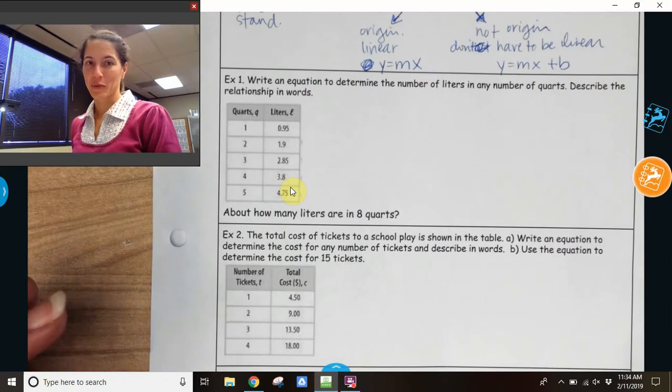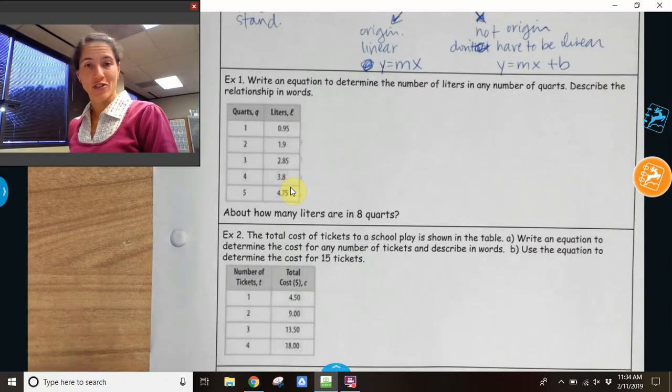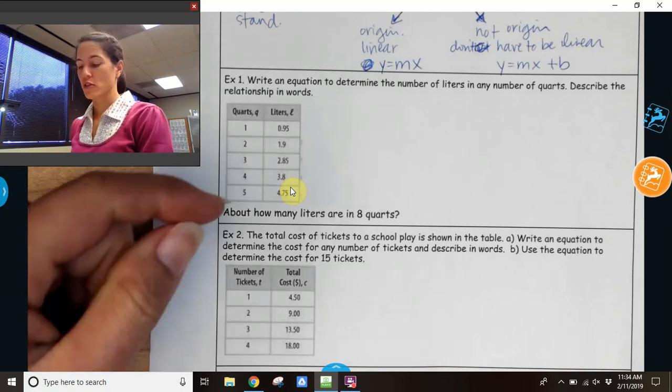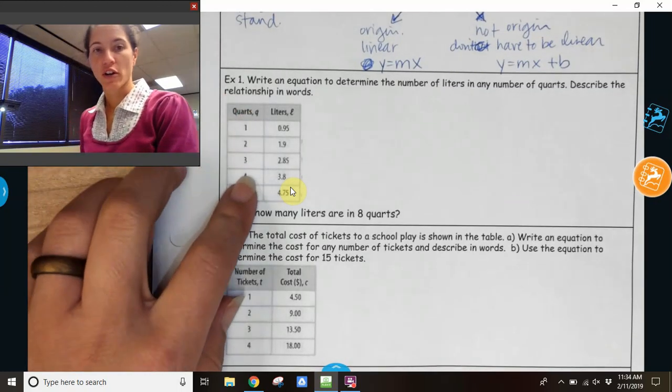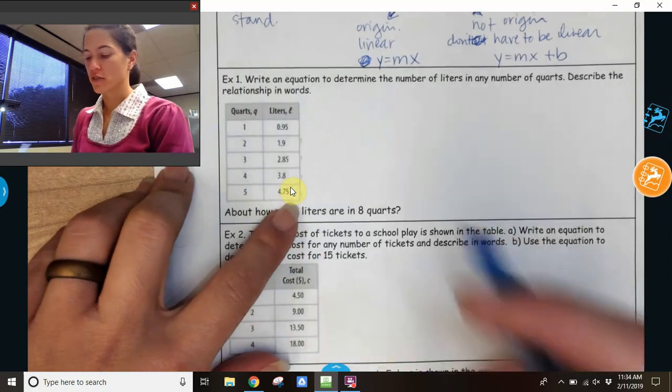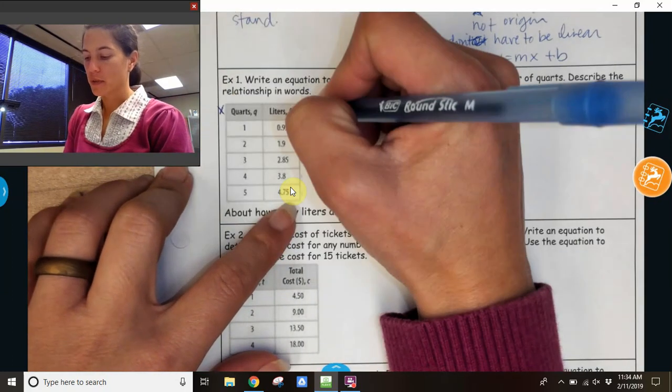So let's get to some examples. Example 1. Write an equation to determine the number of liters in any number of quarts. Describe the relationship in words. So I have a chart. I have quarts and I have liters, and this would be like my x and this would be like my y.